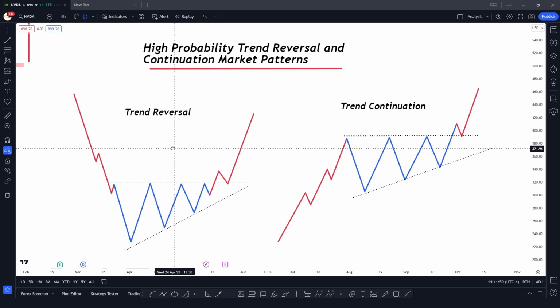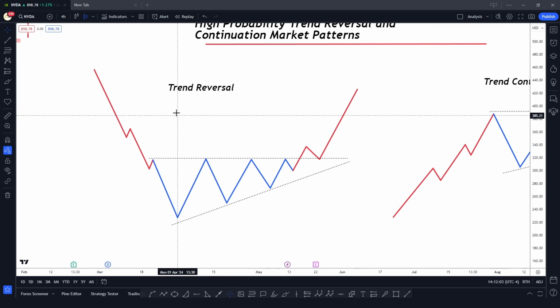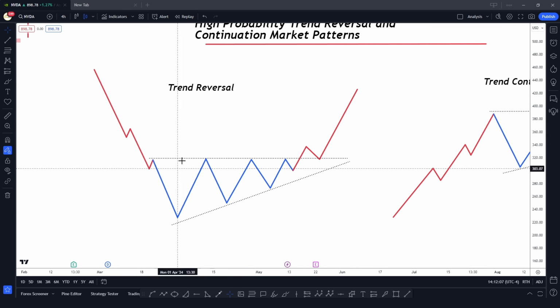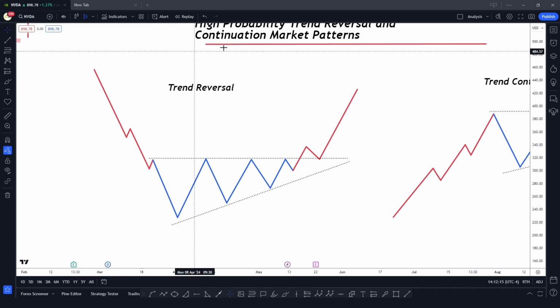So first of all, let's understand the structure of this pattern. In this pattern, we can see that we will be using this pattern to detect trend reversal and trend continuation. So first, let's look at the trend reversal. So in case of trend reversal, we need to look at the prior trend because either the trend will be turning from bullish to bearish or bearish to bullish. So for the reference, here we are using the trend reversal from bearish to bullish.